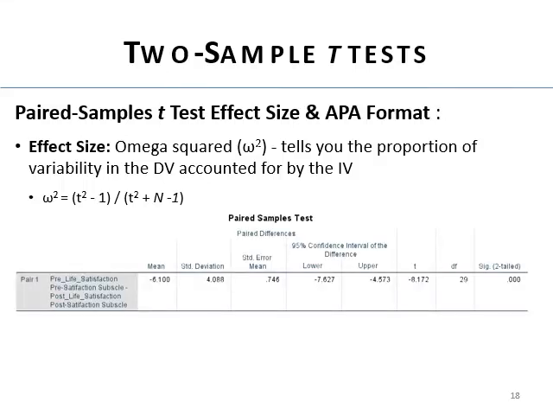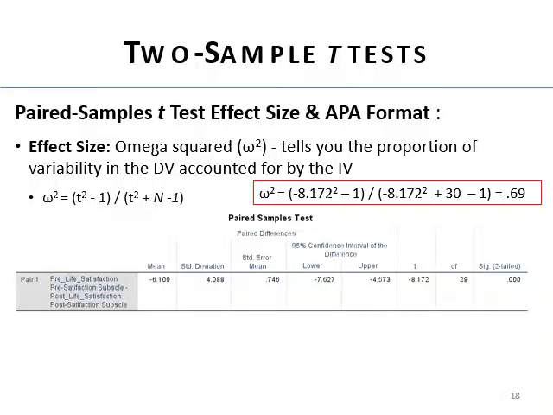There's our output again from the prior slide. What do we need? Well, we need t. That goes in two places. And then we need to know our total number of pairs. That's what N is here, big N, not little n. So that's 30. You calculate that out, you get 0.69. So percentage, if you scooch the decimal over, 69% of variability in life satisfaction scores is accounted for by whether it was pre or post therapy.